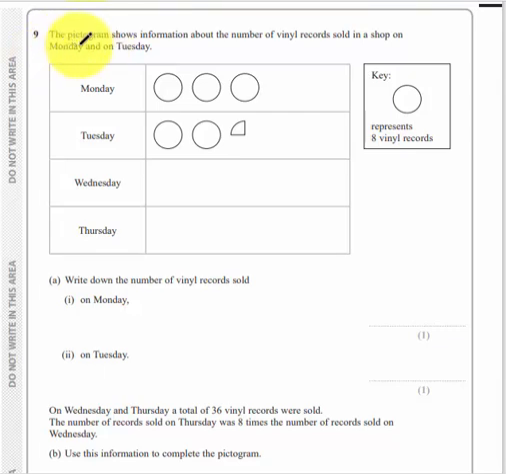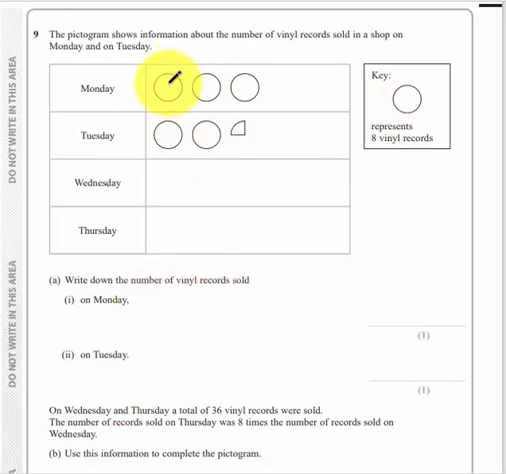Question 9. The pictogram shows information about the number of vinyl records sold in a shop on Monday and on Tuesday. And the important bit to look out for is the key here. So each circle represents 8 vinyl records. Part A. Write down the number of vinyl records sold on Monday.